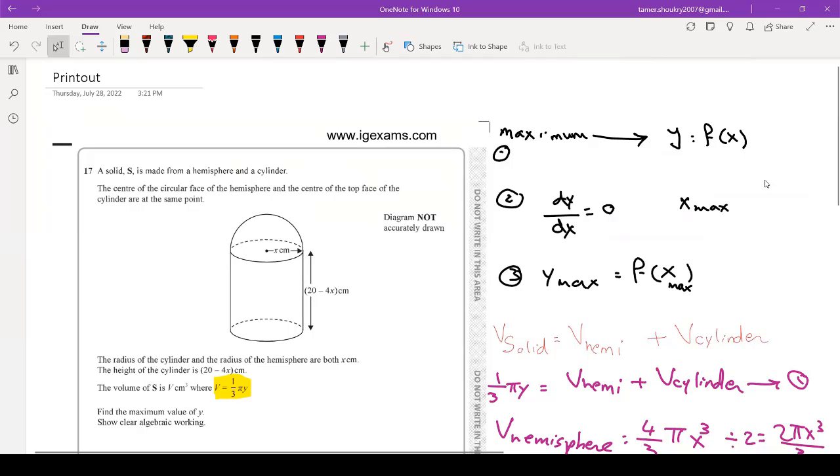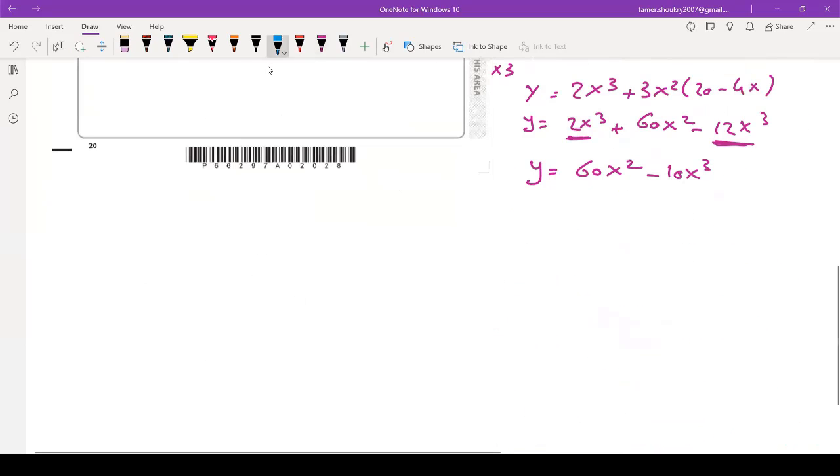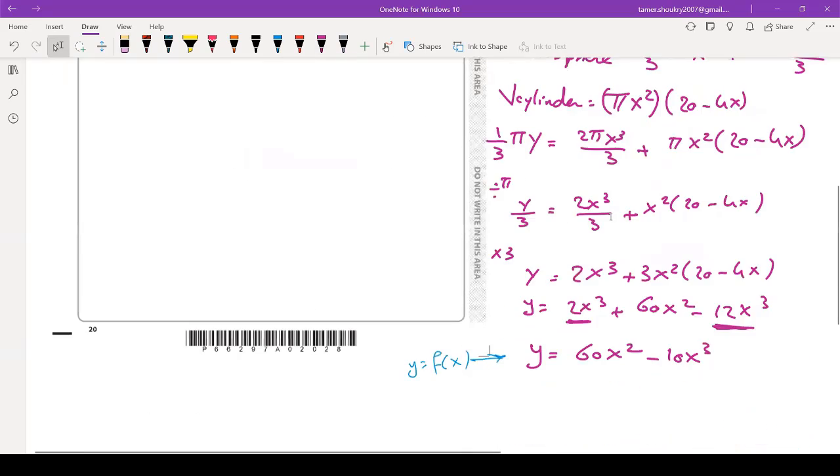We have now expressed y as a function of x. We got y equal to f of x, which is 60x squared minus 10x cubed. Now step 2 is to differentiate dy by dx and equate this with 0.